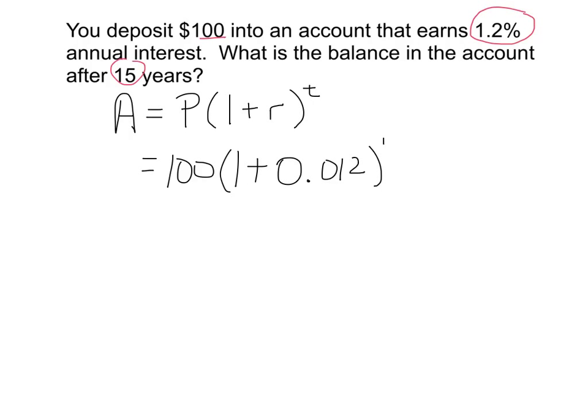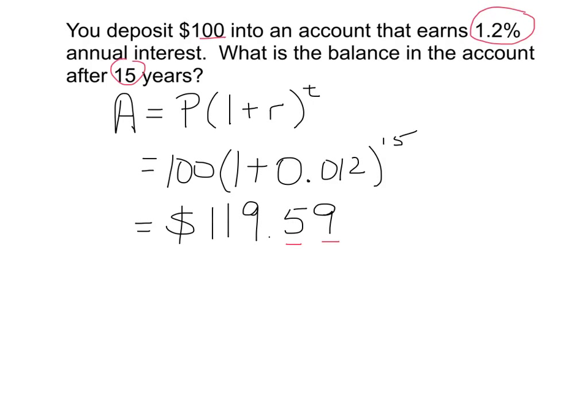So t is 15. This we're going to do in our calculator. Be careful that you follow the order of operations, but we should end up with 119.59. Now we're dealing with money, so we'll round our cents to 2 decimal places.